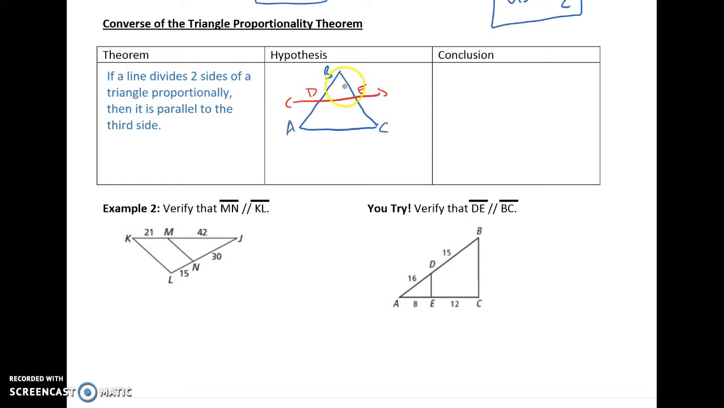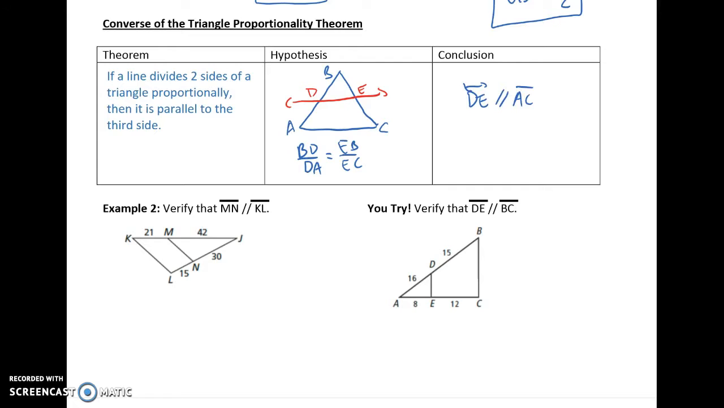The difference is I don't know DE is parallel to AC, but what I would know here is that the pieces would be proportional. For example, BD over DA would end up being the same ratio as EB over EC, right? So if we see that happens, then we can say that DE is parallel to AC.